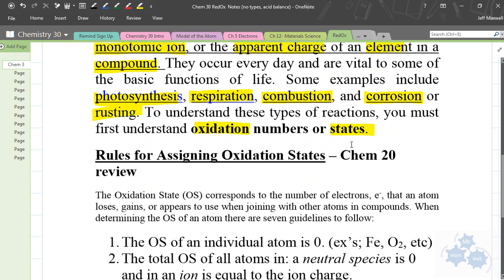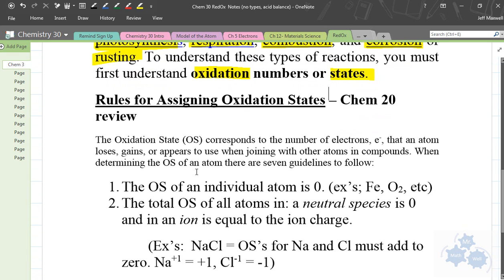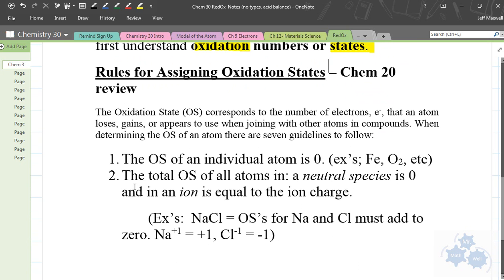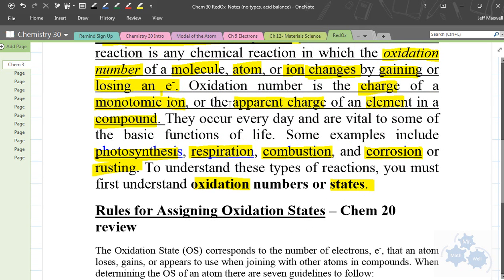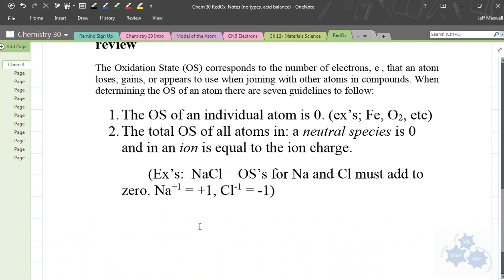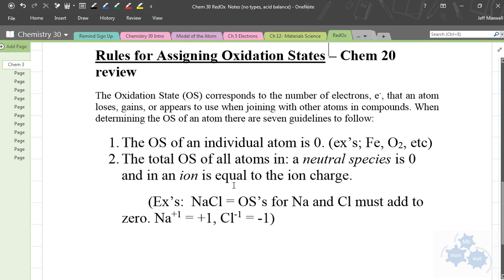So, a Chemistry 20 or Physical Science 20 review for oxidation numbers. As we mentioned up here, an oxidation number is first of all the charge of a monatomic ion. If you look down here, you see sodium 1 plus, or plus 1. If you see that in a chemical reaction, then the oxidation number for sodium is plus 1. Or chlorine negative 1. If you have a monatomic ion with a charge, that charge is the oxidation number. That's the easiest thing to recognize. But let's go through these rules here.